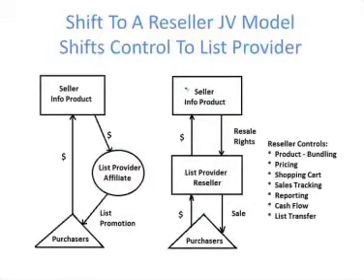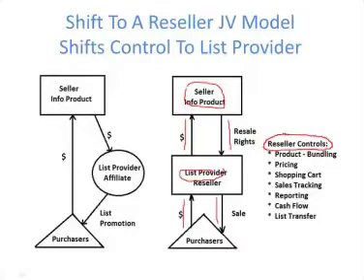Now let's take a look at a different model for structuring JVs. That would be the reseller model. On the left we see the diagram that we just discussed for the affiliate model. On the right is the diagram for the reseller model, and here again we have the seller of the informational product, but in this model the seller grants resale rights to the list provider. And then the list provider enters into a purchase and sale transaction with the purchasers, collects the revenue from the sale, and then remits a revenue share back to the seller, with the result being a significant shift in control from the seller in the affiliate model to the reseller in the reseller model.